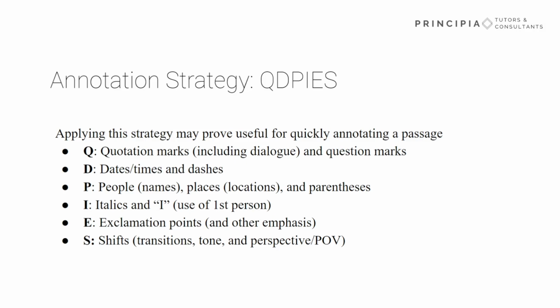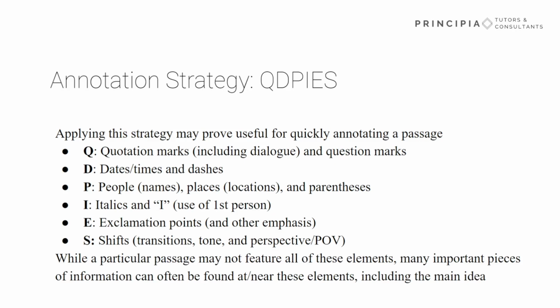So if you note that you're going from first to third person, you're shifting between characters who are speaking, or it goes from a positive to a negative tone, or vice versa, and then transitions. So the words to look for, like the continuers, the cause effect words, and the contradictors. A passage may not feature all of these elements, but many important pieces of information can be found at or near these elements when they do appear in a passage. The main idea among them.